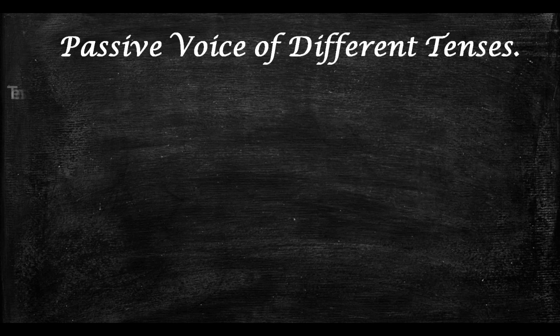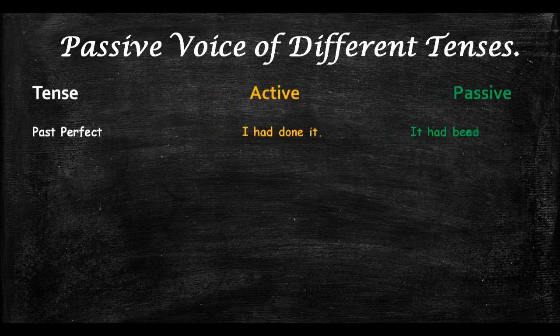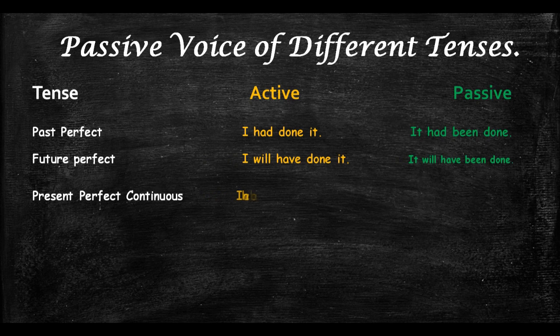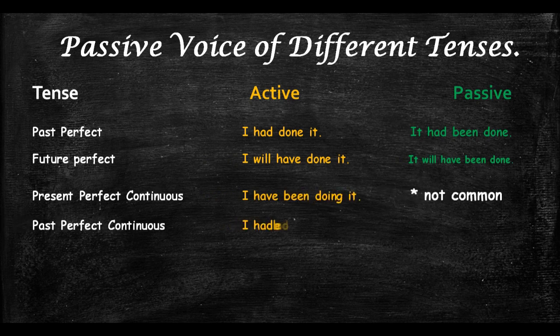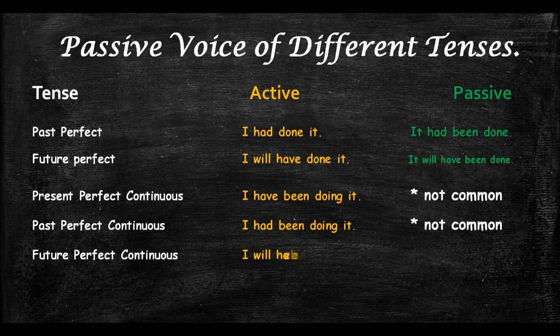Moving on with past perfect. I had done it. It had been done. Future perfect. I will have done it. It will have been done. For the perfect continuous tenses like present perfect continuous, past perfect continuous and future perfect continuous, we do not have any passive voice, which is not common in the English language. So I have been doing it, I had been doing it, or I will have been doing it. It's better to keep these sentences in the active voice only.